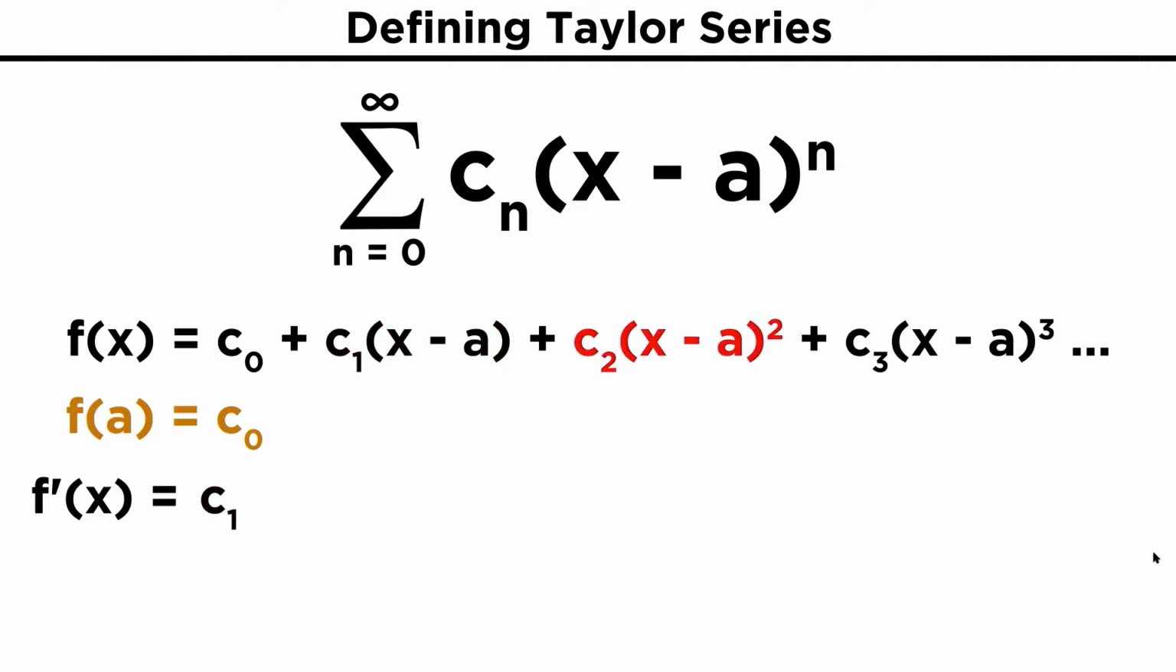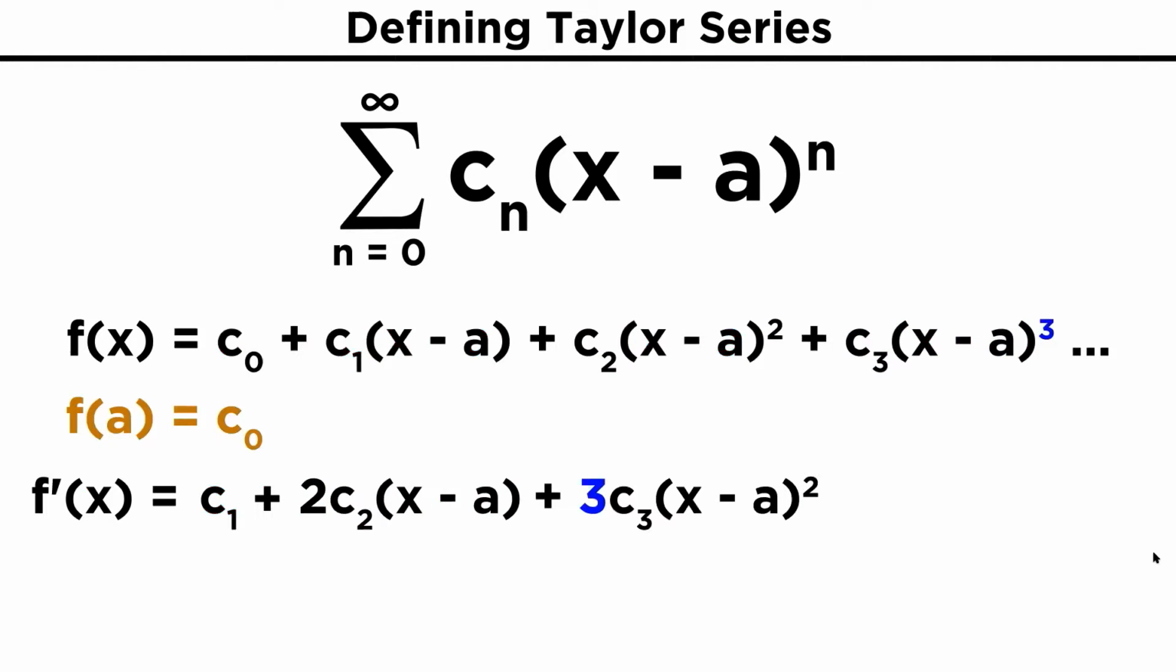For the other terms, we will use the chain rule. Starting with this one, the 2 comes down here, leaving an exponent of 1, and then we multiply by the derivative of what's inside, which will just be 1. So we are left with 2c2 times the quantity x minus a. The second part of the chain rule will always be 1 for the rest of these terms, so we can just do the part with the exponent. 3 comes down here, and the exponent becomes 2. 4 comes down here, and the exponent becomes 3.